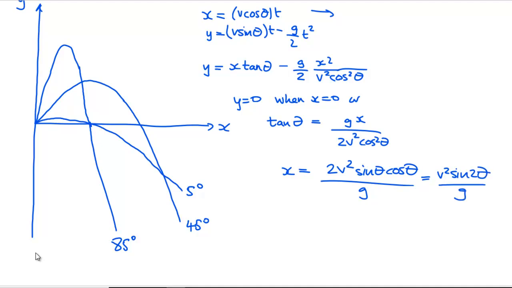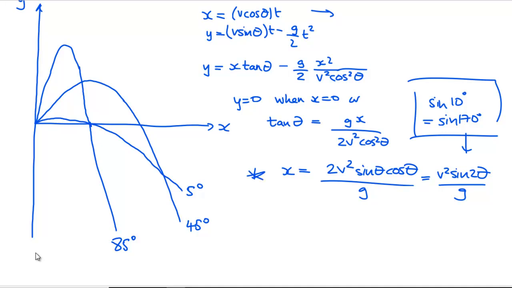So if we've got two angles fitting in here, sine of 2 lots of 5 degrees is sine of 10 degrees, and that equals sine of 2 lots of 85 degrees, which is 170 degrees, because that's how sine works. So they are both going to hit at the same x value. So that's why they go through that same point.